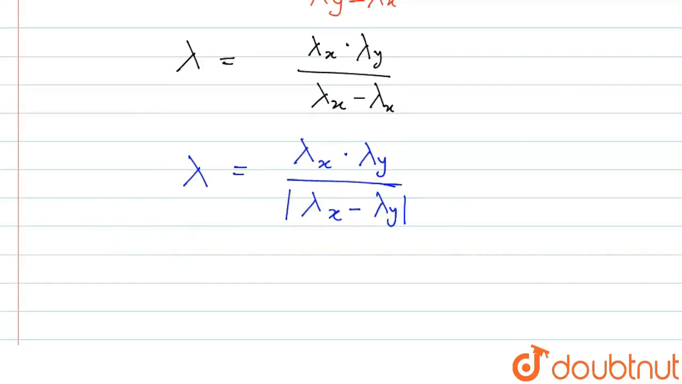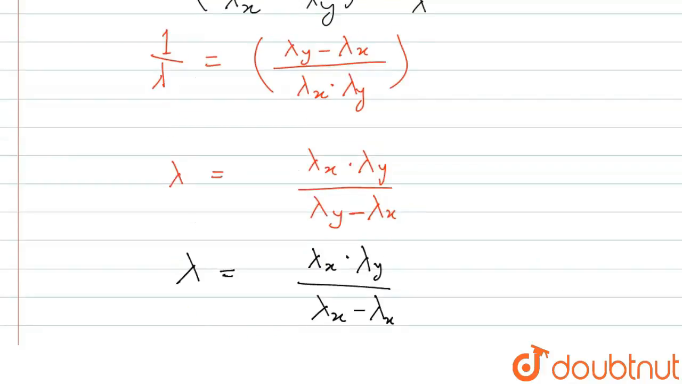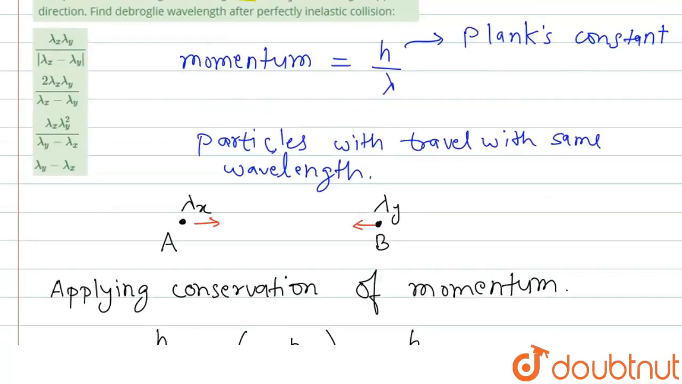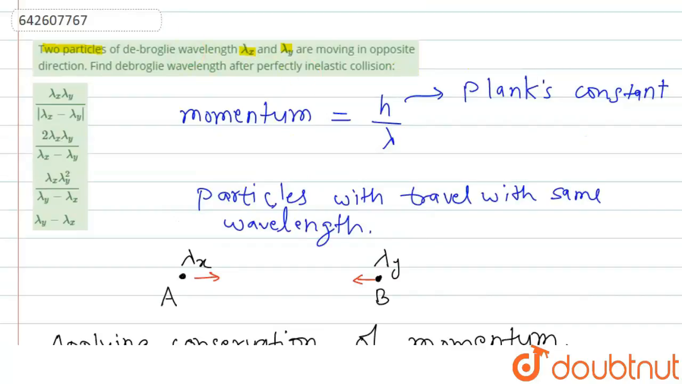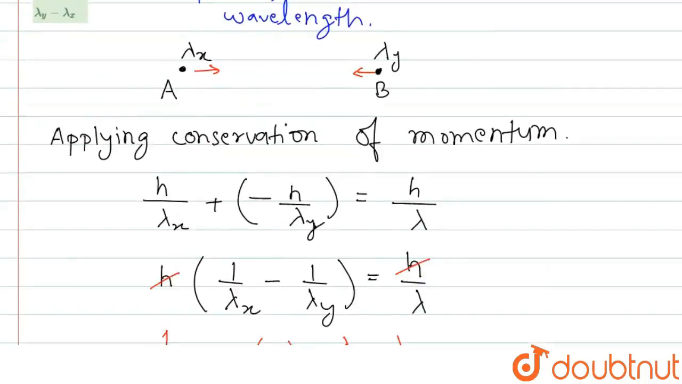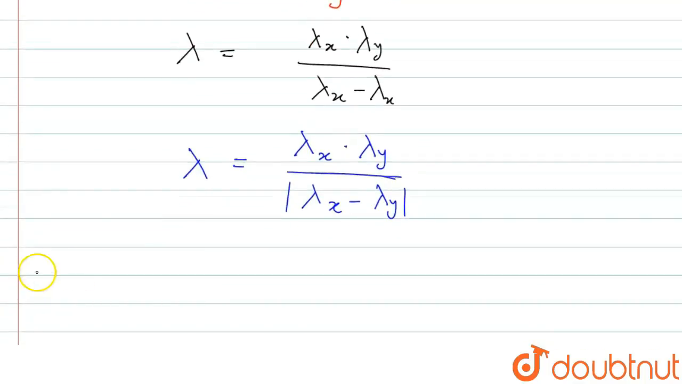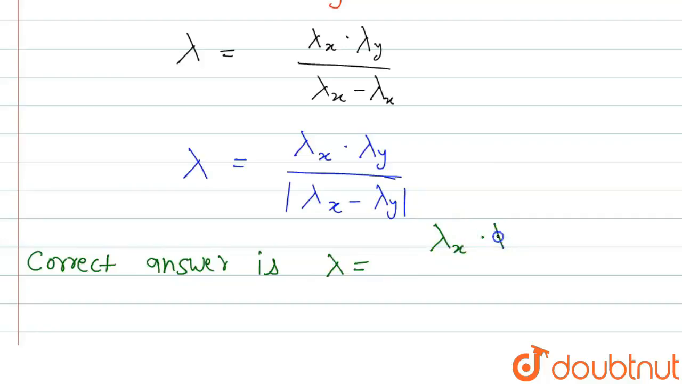So if you see the options, A is the correct answer. The correct answer is lambda equal to lambda x into lambda y divided by mod lambda x minus lambda y.